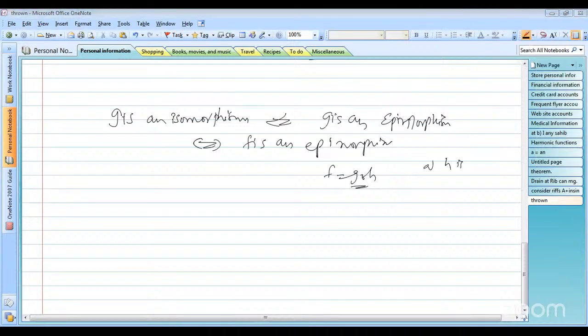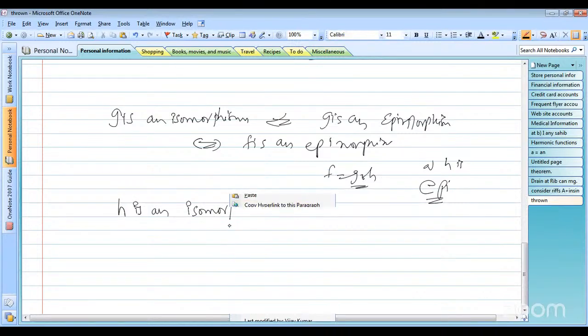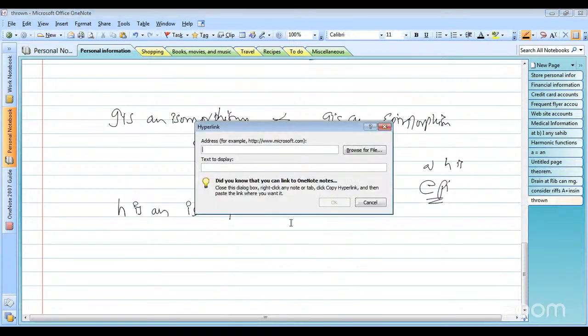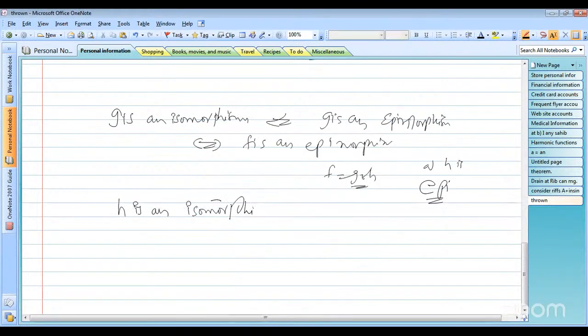And H is an isomorphism. So therefore H is an isomorphism, H is a monomorphism. So therefore monomorphism. H is a monomorphism also, we can take that kernel H is equal to 0.